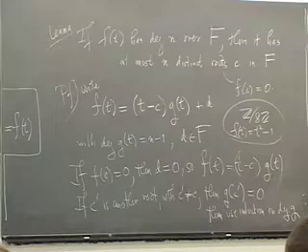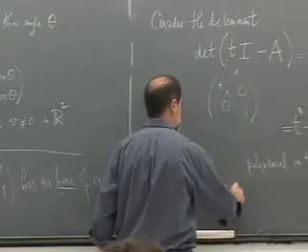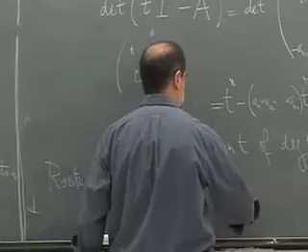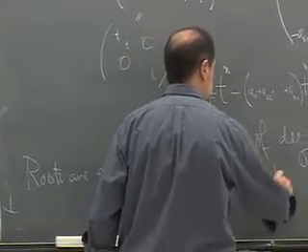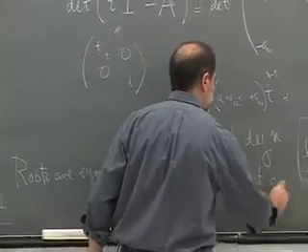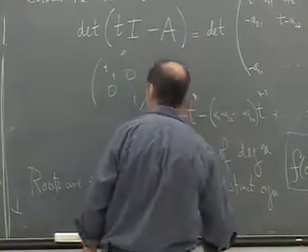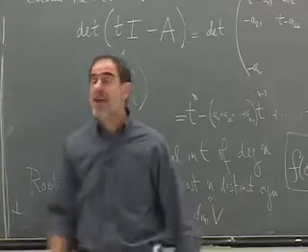Roots are eigenvalues. So at most, n distinct eigenvalues, where n is the dimension of V. Now let's take a look at these cases and see what happens.